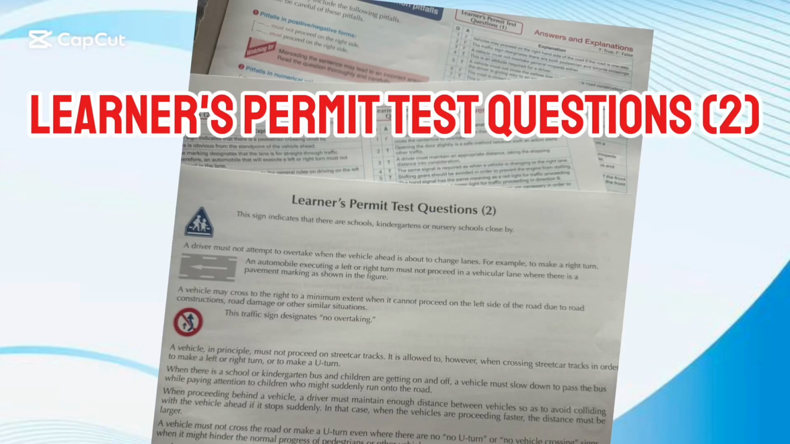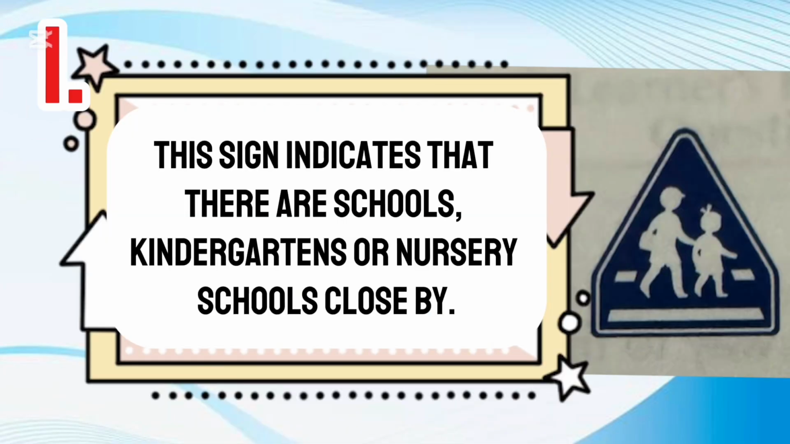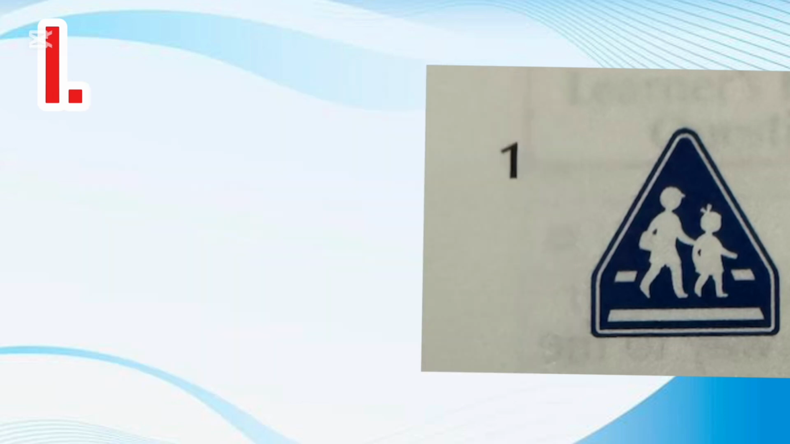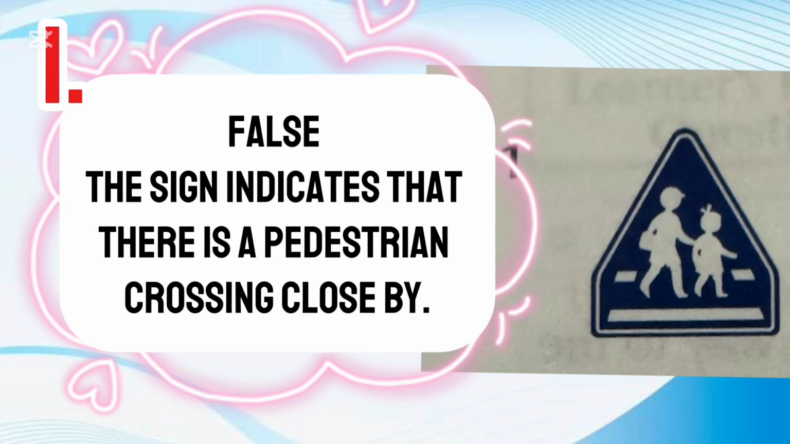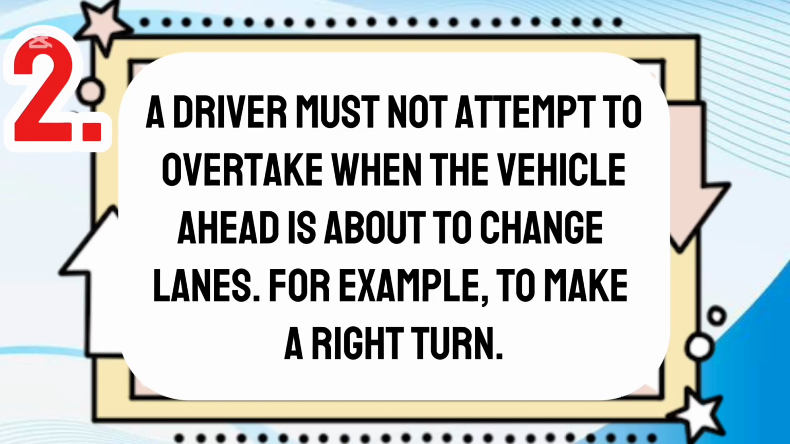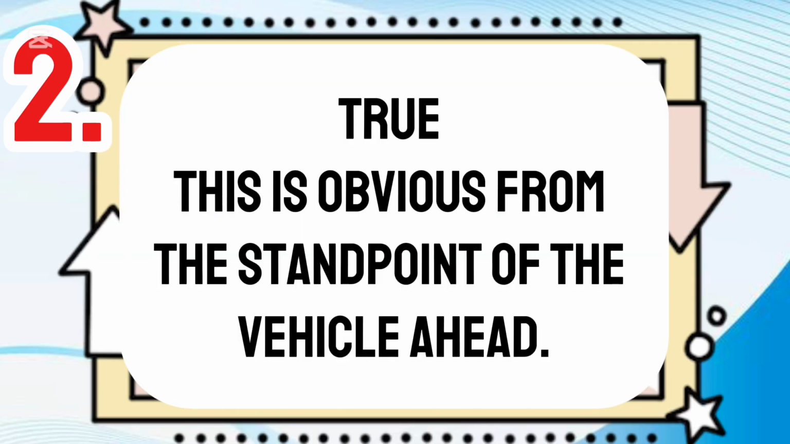Permit test questions too. This sign indicates that there are schools, kindergartens or nursery schools close by. False. The sign indicates that there is a pedestrian crossing close by. A driver must not attempt to overtake when the vehicle ahead is about to change lanes, for example, to make a right turn. True. This is obvious from the standpoint of the vehicle ahead.